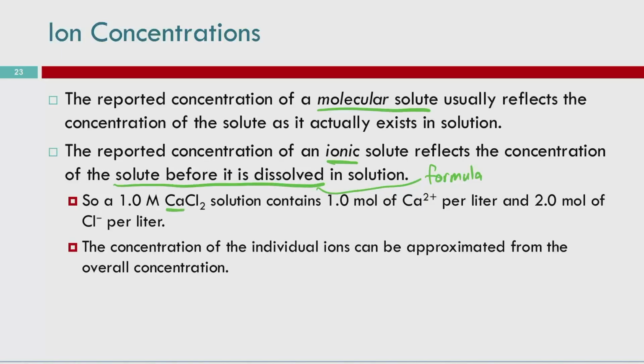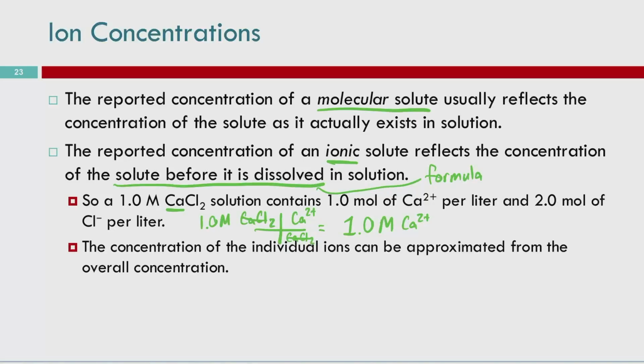How many calciums do we have in calcium chloride? 1. So 1.0 molar CaCl2, our ratio of calciums to calcium chloride is 1:1. Within every calcium chloride, there's one calcium 2 plus ion that will be produced if it dissolves. And so it's still going to just be a 1.0 molar calcium 2 plus solution, or that would be the concentration of our calcium ion.